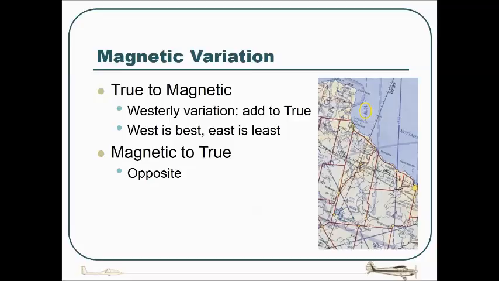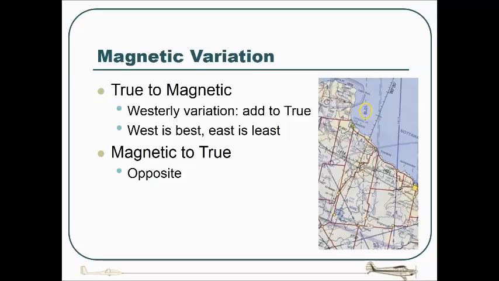So if you're sitting in your glider on the end of the runway and you're looking at your compass and it's saying 150 degrees, and you're on Great Lakes, you need to subtract about 10 degrees, and you're going to see that the true heading that you're pointing, instead of 150 degrees, is going to be 140 degrees.